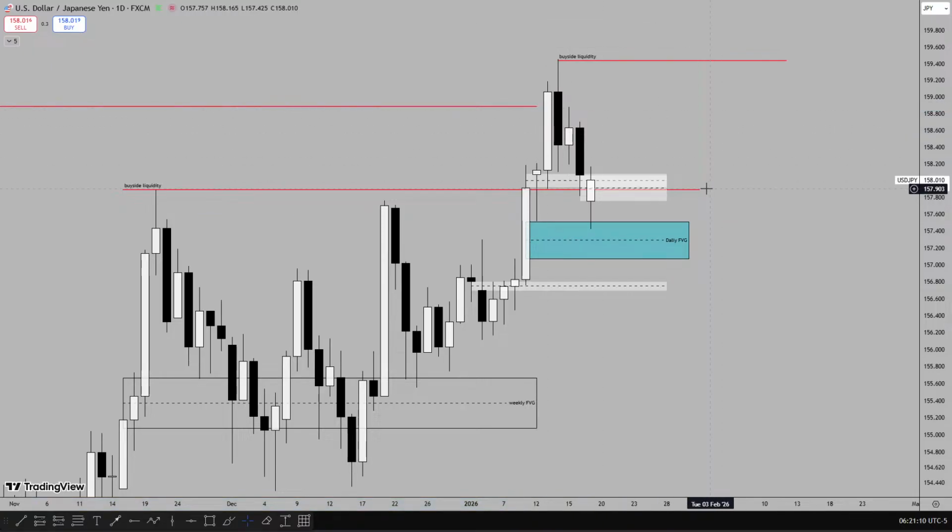So if you trade JPY pairs, these are trade setups anticipating higher prices to run the buy side liquidity. But if price was to trade below the daily fair value gap, I will be anticipating lower prices when it's aligned with the dollar. So you need to see that alignment before actually looking for those lower prices.